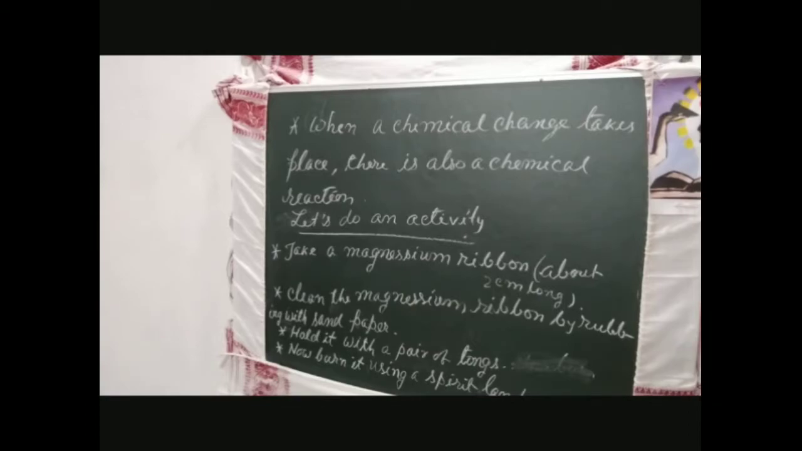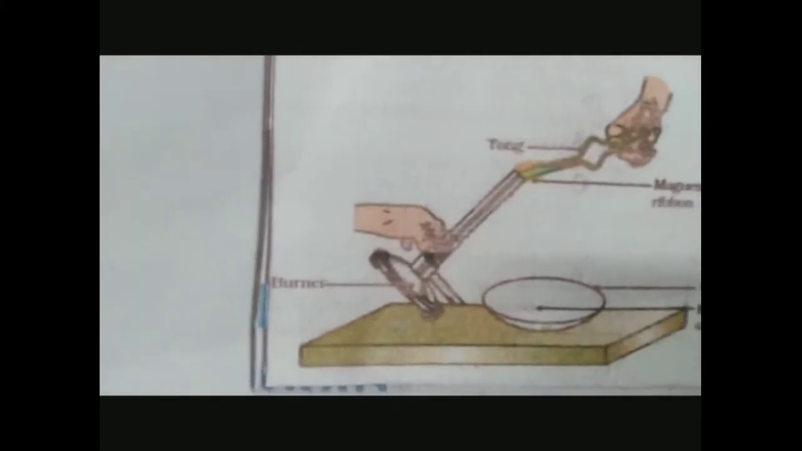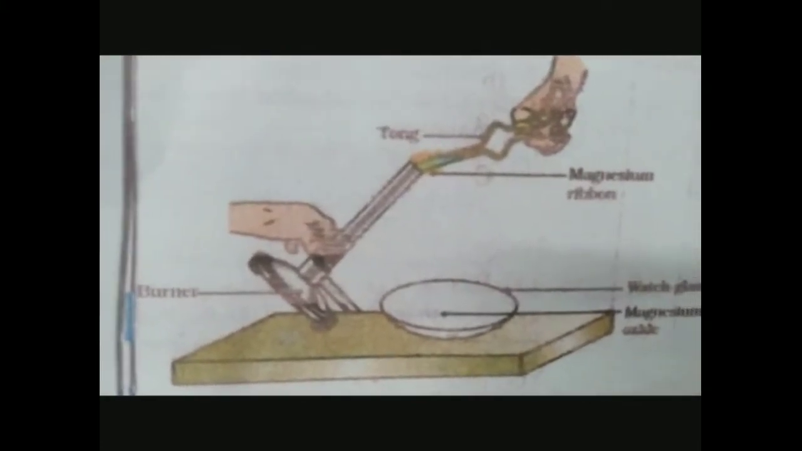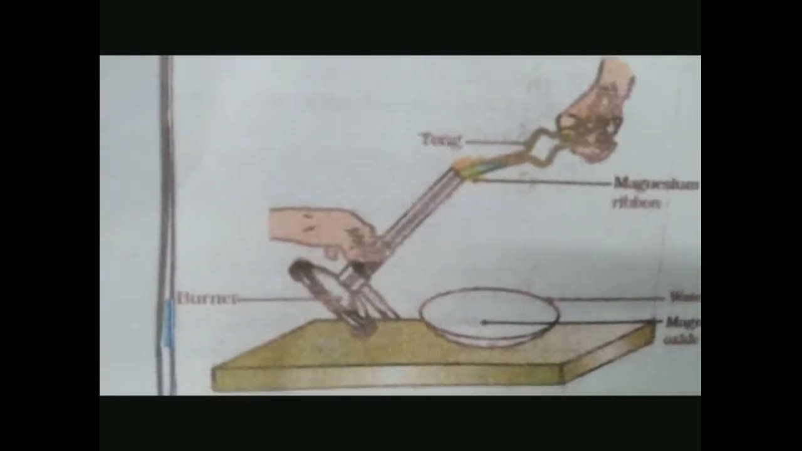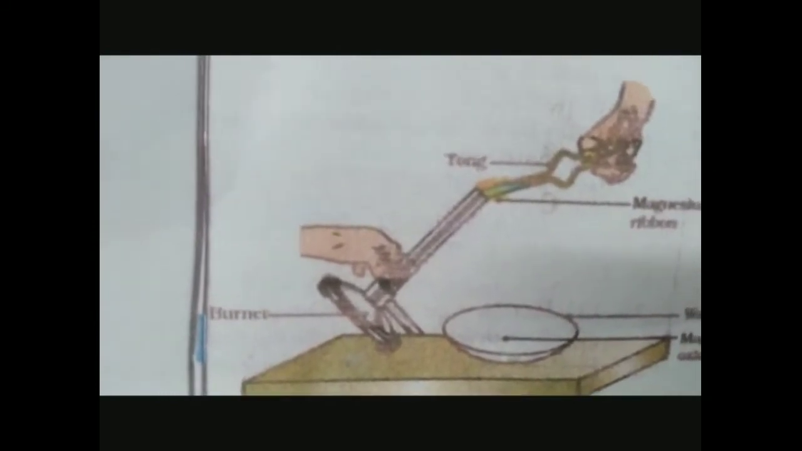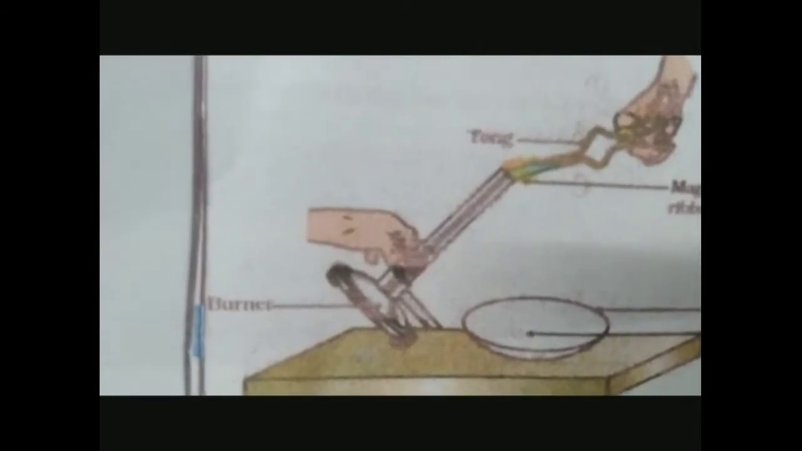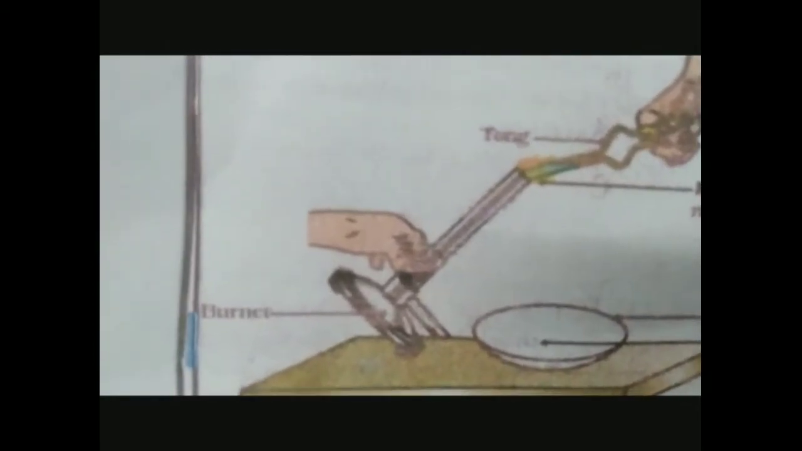Take a magnesium ribbon about 2 cm long. Clean the magnesium ribbon by rubbing it with sandpaper. Heat it with a pair of tongs. Now burn it using a spirit lamp. Here the experiment is, you have to take a magnesium ribbon and clean it, and thereafter with the tongs you hold it and burn it in a burner.